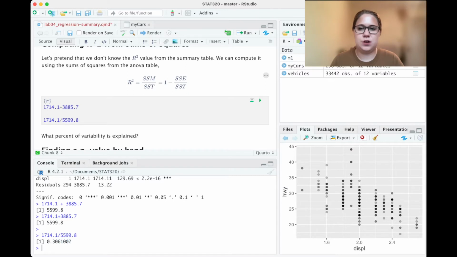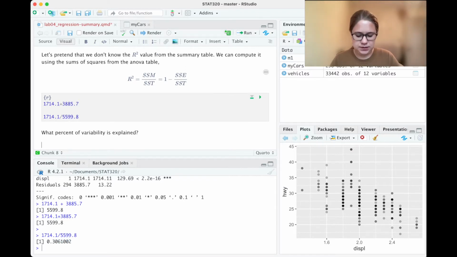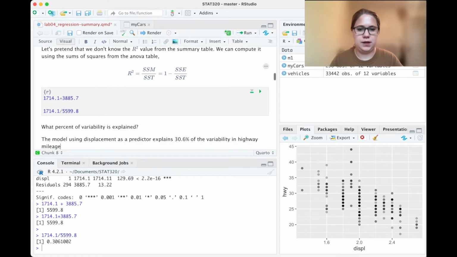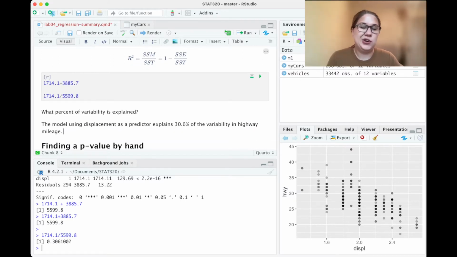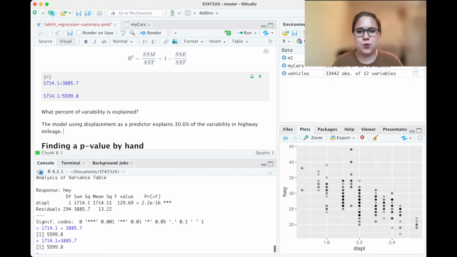0.3061. So what percent of variability is explained? The model, using displacement as a predictor, explains 30.6% of the variability in highway mileage. So is that a good r-squared? Is it a bad r-squared? It really depends on the context. I think that it's probably decent for this case to have 30% of the variability in highway mileage explained by displacement. So that's how we would find the r-squared.